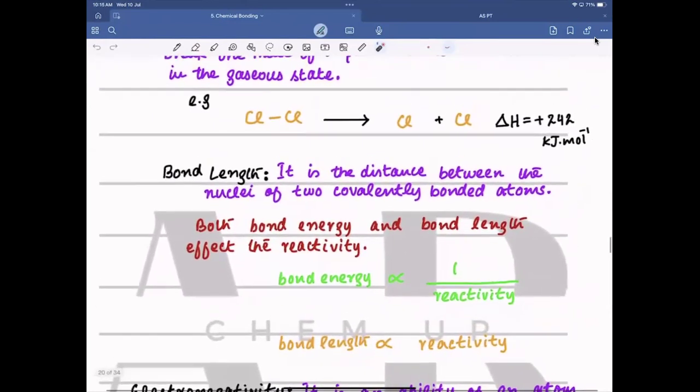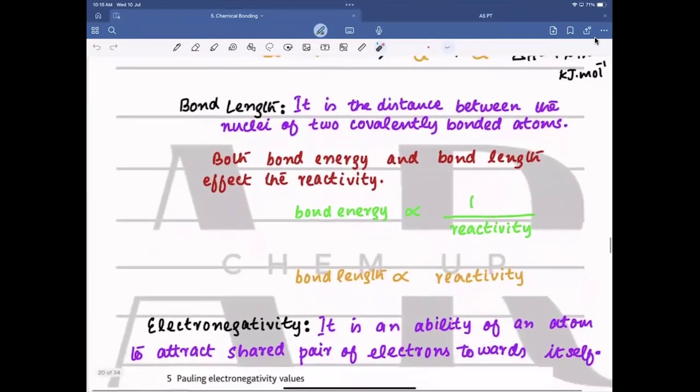Okay. Bond length is directly proportional. The more the bond length, the more the reactivity. Because as the bond length increases, the distance between the nuclei of the two atoms increases, its bond energy gets lower, isn't it? Yes, sir. Okay. Till here is all clear, or you have any confusion?